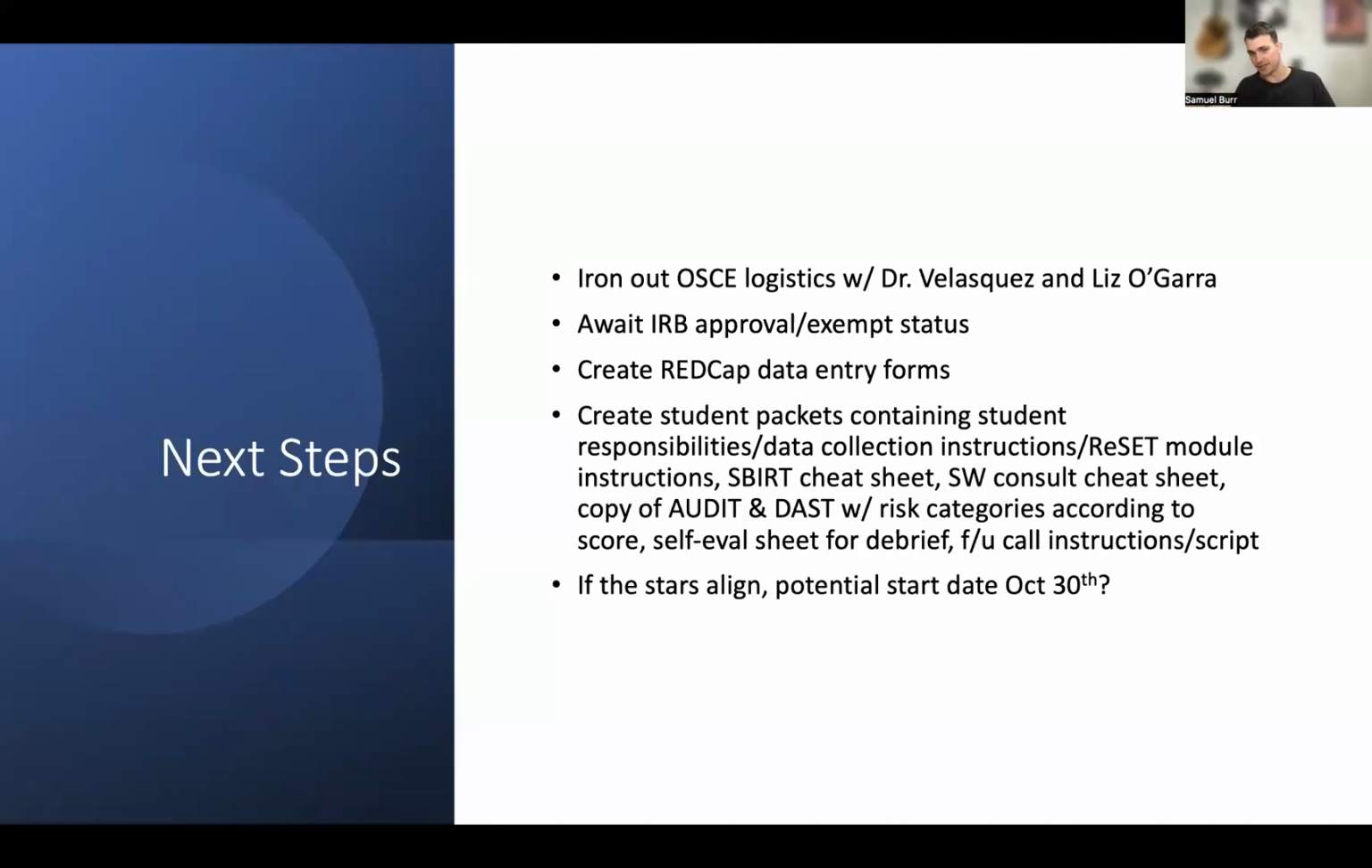So yeah, this is the last slide, the next steps as far as things that need to get knocked out. Ironing out the OSCE logistics: figuring out if we can do all 4 at the same time, or maybe stagger them, and how to work with our time allotment to do that and still give students a robust experience with the OSCE. That'll be an ongoing conversation. And we've sent in the IRB request, so we're awaiting approval, or at least exempt status for that. Hopefully it comes in the next couple of weeks.